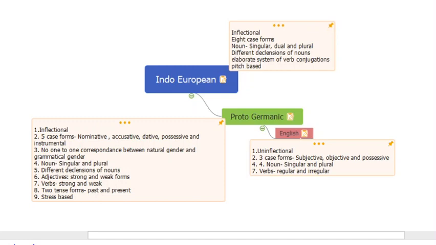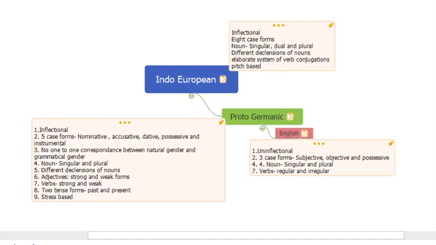Coming on to the last characteristic, the Proto-Indo-European language was pitch based, it was based on the frequency of vibration. However, Proto-Germanic languages, including English, were stress based. In the parent Indo-European language, the stress would fall on any syllable. There was a free accent in a word. However, in the Germanic group, the tendency was for the stress to fall on the initial syllable.